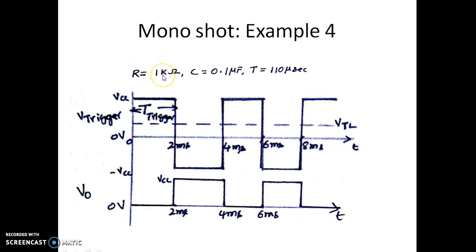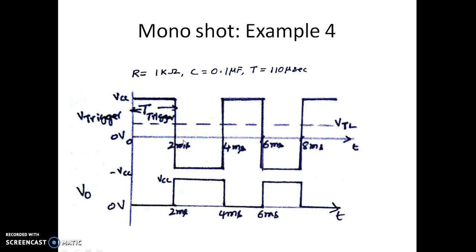Here you can see in this example we have designed the mono shot with the values of R and C as 1 kilo ohm and 0.1 microfarad, which results in a pulse width of 110 microsecond. But unfortunately you can see we are getting a pulse width of 2 millisecond. Our input is going below VTL at the 2nd millisecond, and it is at 0 up to 4 millisecond, and then it is again rising.